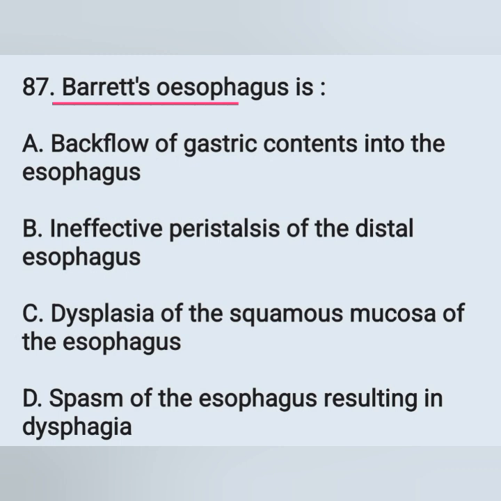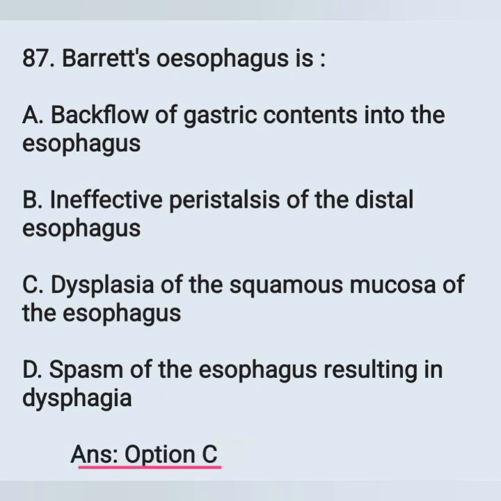Barrett esophagus is? Options: Option A, backflow of gastric content into the esophagus. Option B, ineffective peristalsis of the distal esophagus. Option C, dysplasia of the squamous mucosa of the esophagus. Option D, spasm of the esophagus resulting in dysphagia. And the correct answer is dysplasia of the squamous mucosa of the esophagus. Option C is the correct answer.